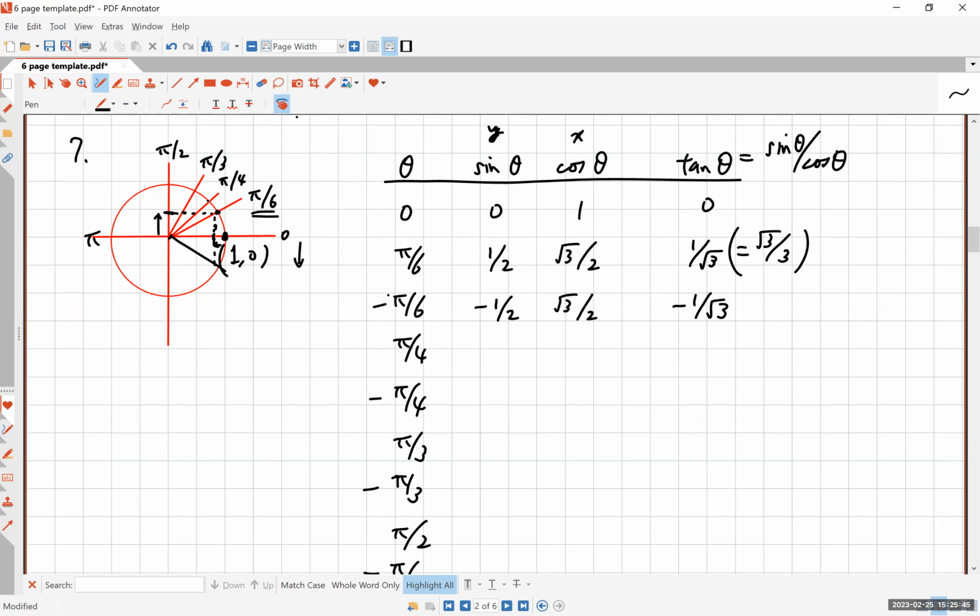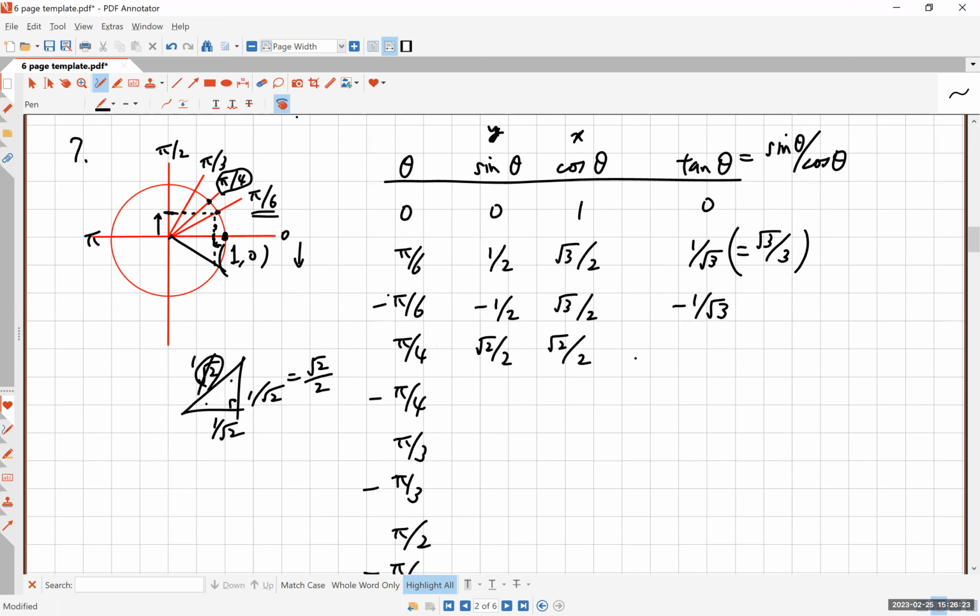Pi over 4. Okay, so because pi over 4 is 45 degrees, the x and y values are the same. Okay, and so that's an easy one to remember. Both of these are the same. And that's going to be square root of 2 over 2. And that comes from that 45-45-90 degree triangle where the sides are 1, 1, square root of 2. If this is supposed to be 1, then this has to be divided by the square root of 2. And of course, that is the same as square root of 2 over 2, which is both the sine and the cosine value at pi over 4.